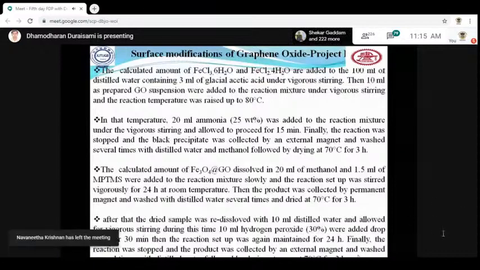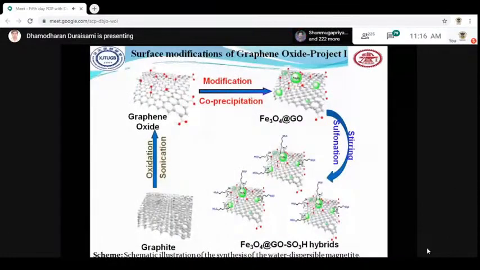So what we plan here is to introduce some functional groups on the surface of the magnetite decorated graphene oxide. For that we used MPTMS, 3-mercaptopropyl trimethoxysilane, a silanating agent, which gives us thiol functionalities on the surface of the magnetite graphene. Here we can see the graphical schematic illustration of the whole synthesis process.